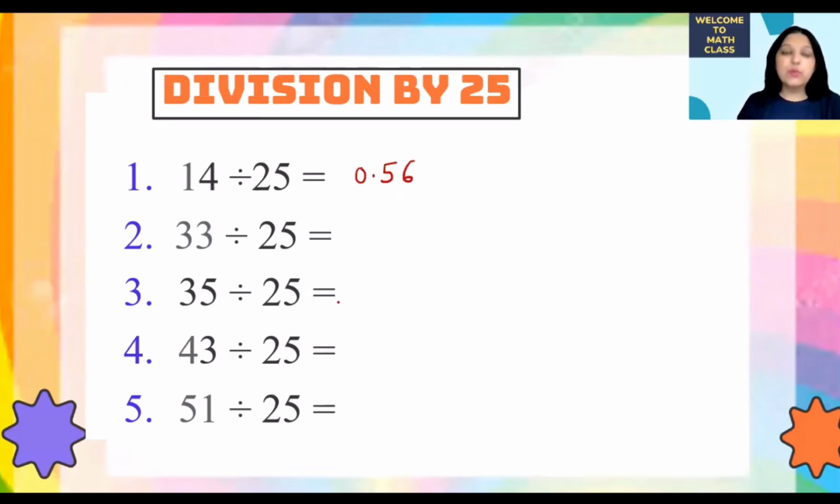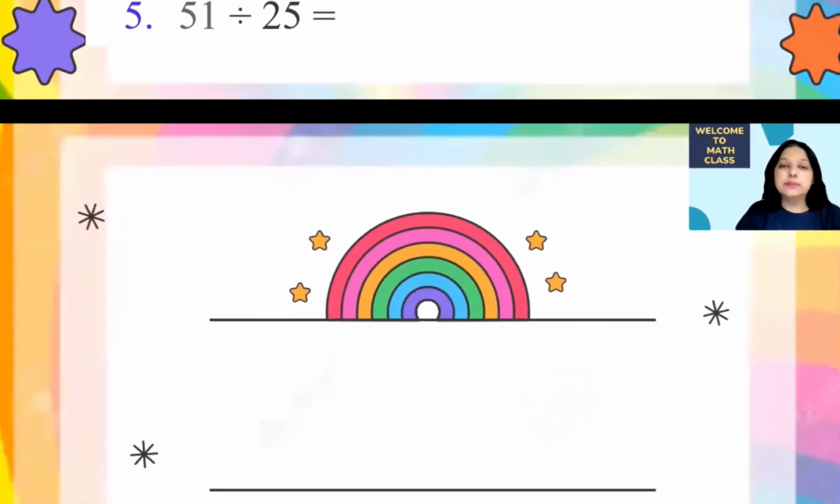33 divided by 25. 33 times 4 is 132. So it will be 1.32. Next, 35. 35 times 4. You can do the doubling also. 35 and 35 is 70, and 70 doubled is 140. So it will be 1.4.